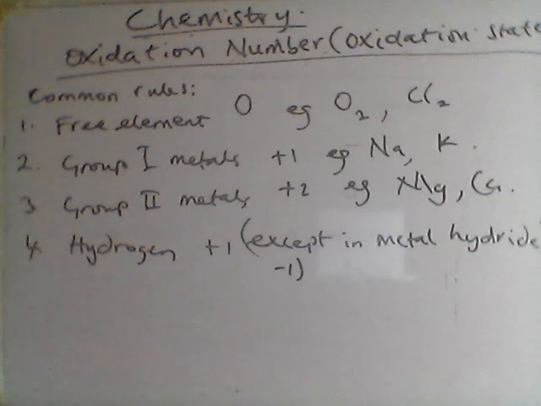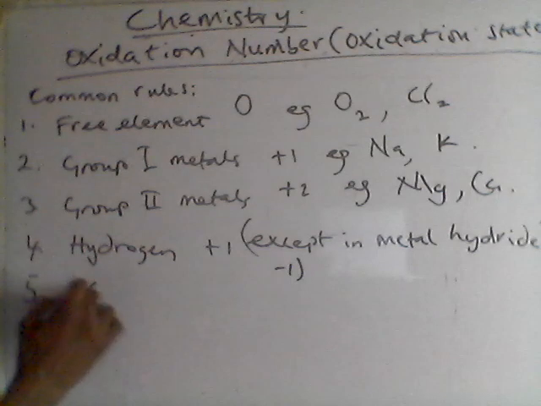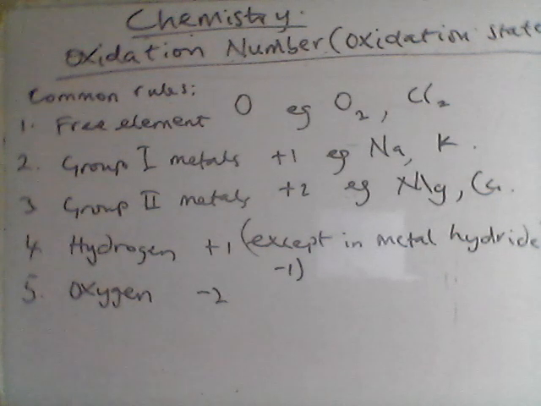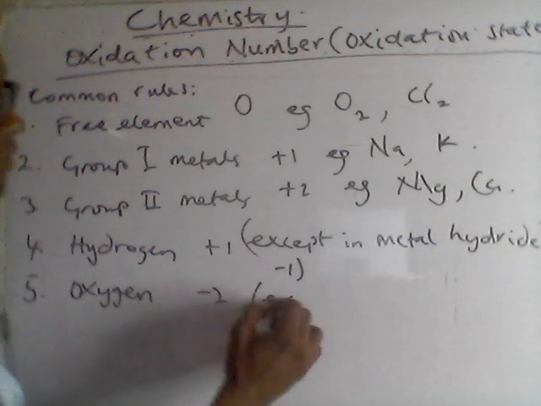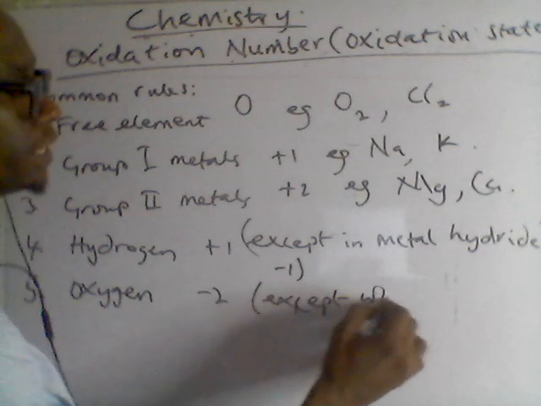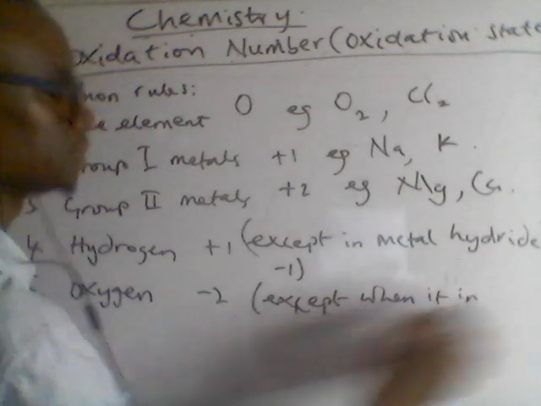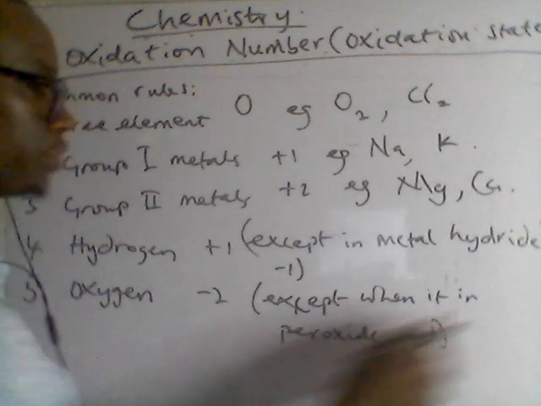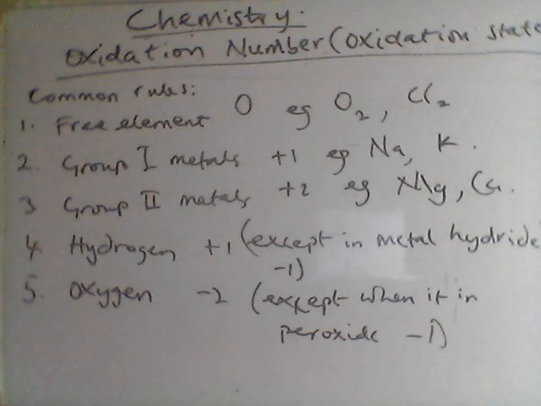Then oxygen is -2, except when it is in peroxide. In that case, oxygen becomes -1 for peroxide. So these are the common rules we need to know when we are trying to write out oxidation numbers for elements or compounds.